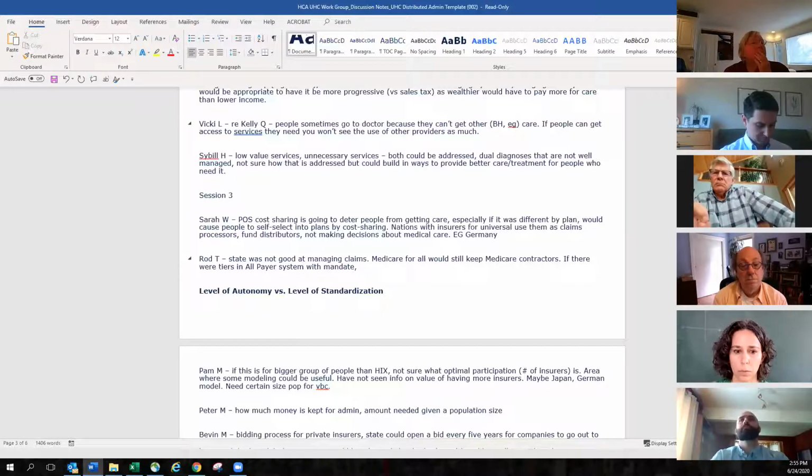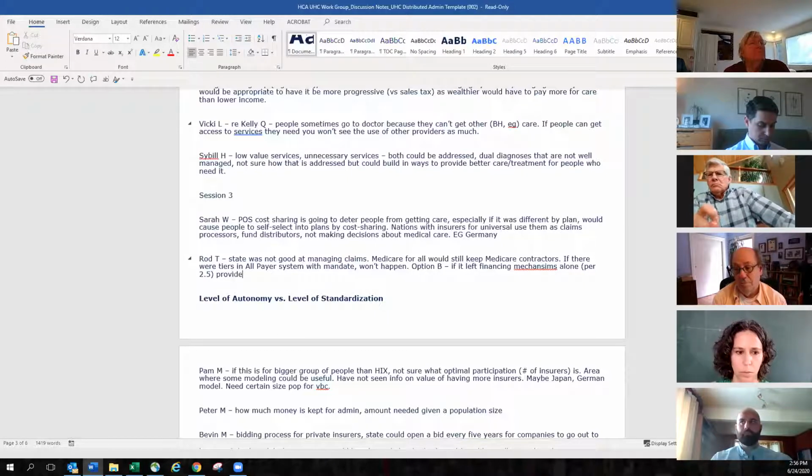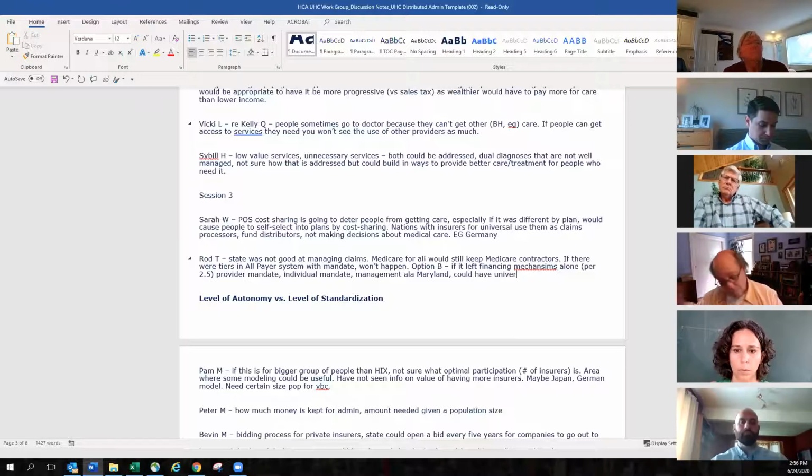So when we look at the various options, if option B is to leave a lot of the financing mechanisms alone, which would be more of a 2.5, and if we have an individual mandate and a provider mandate, and we're really good at regulating the market and the providers, kind of like they're trying to develop in a lot of European countries, suddenly we see an option that we can get to in a year or two that is going to provide universal coverage and not need a whole lot of federal participation.